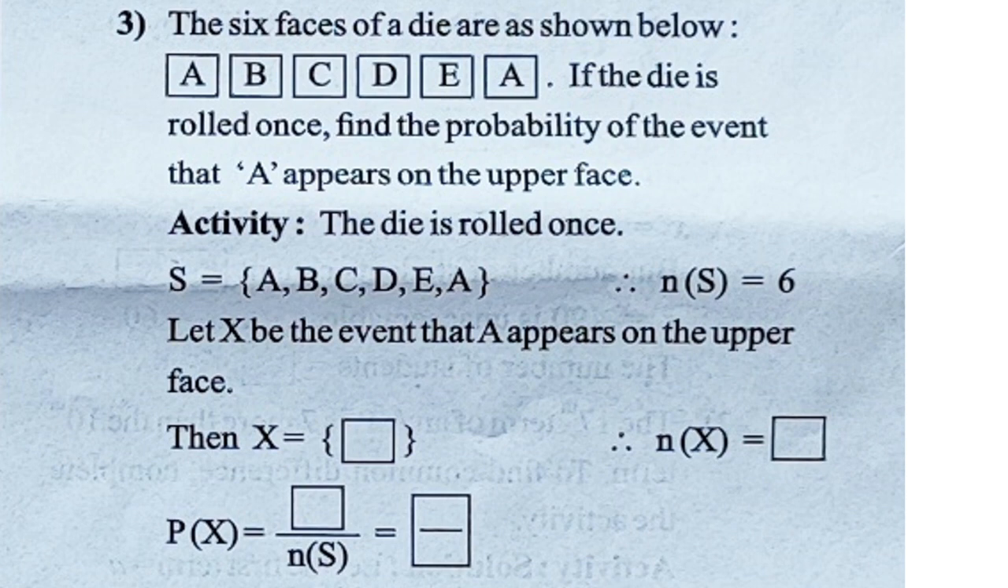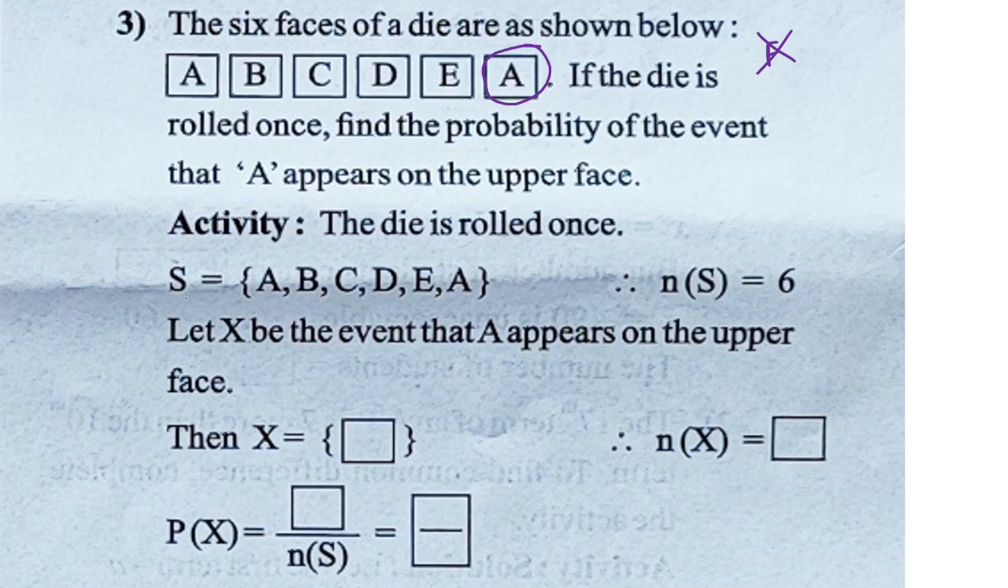The 6 faces of a die are shown as below: A, B, C, D, E, A. Look here. Another point is that A, B, C, D, E and A is again given here, not the F. F is not given. It is rolled once. Find the probability of the event that A appears on the upper face.